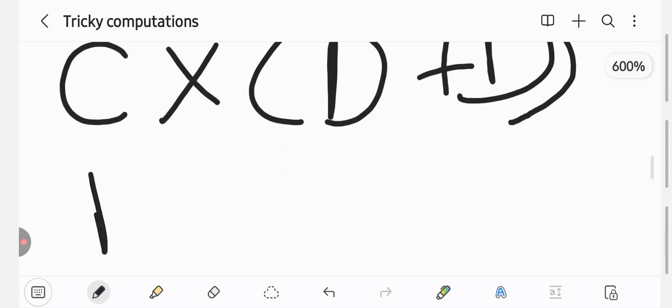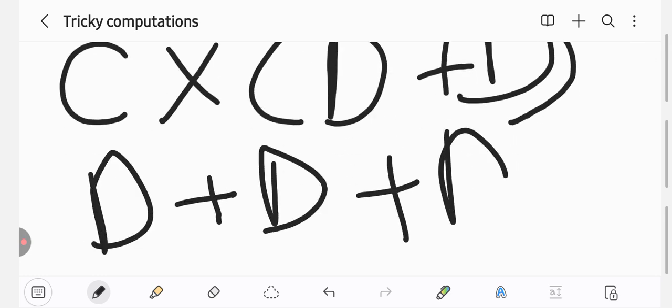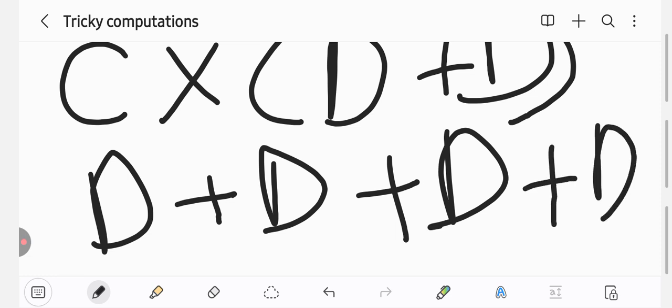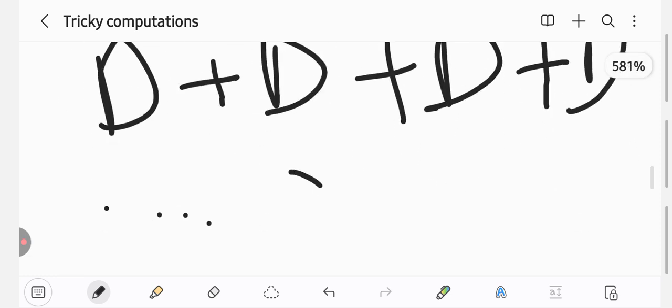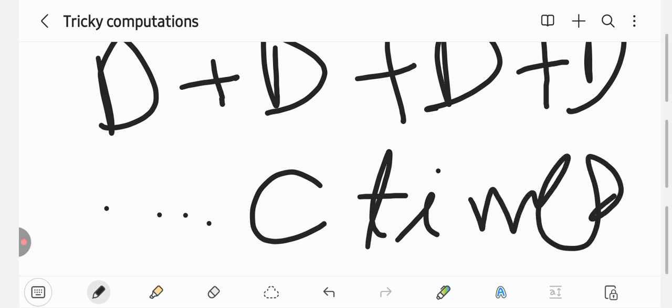Let's think of it now. You can write it as d plus d, dot dot dot, c times. We don't really know c times, but if c was a number, if it was 2, then d plus d is getting added 2 times. So that's how this thing is working.